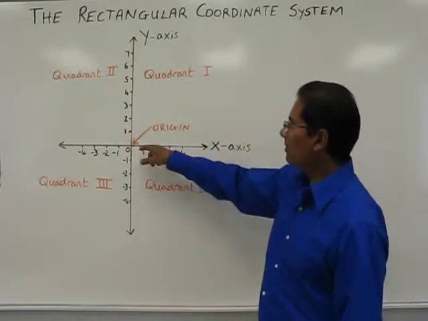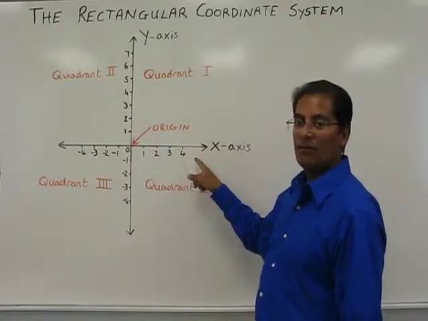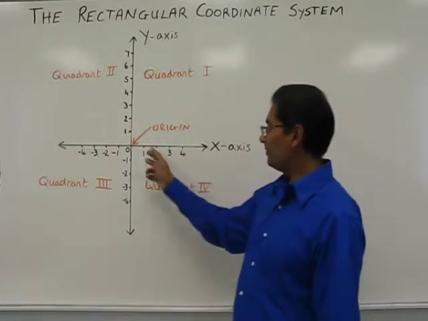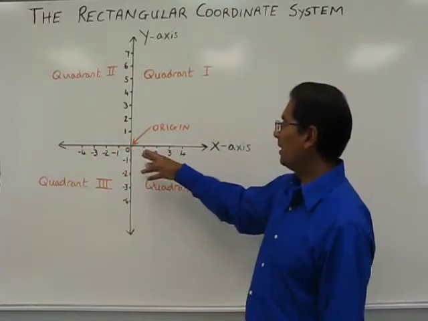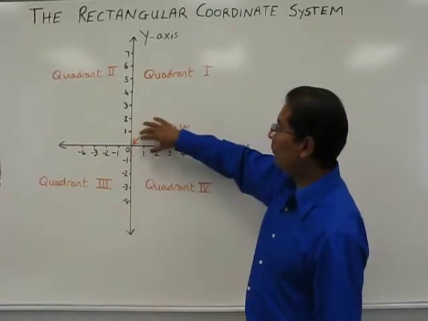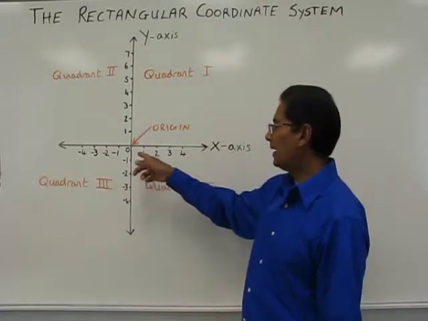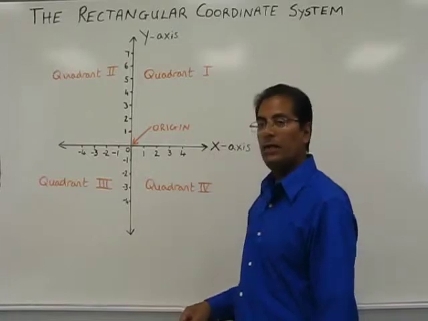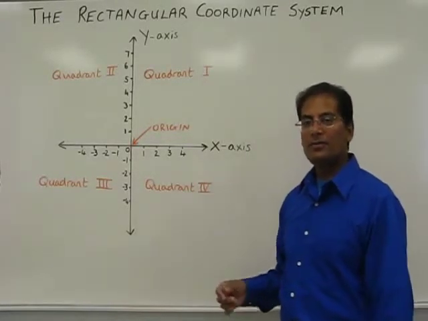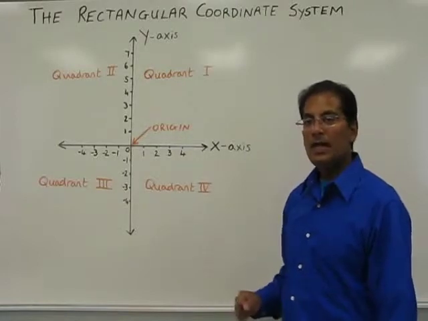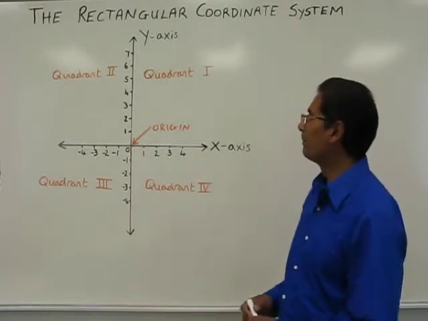As we come out from the origin to the right, on the x-axis we have positive numbers. From the left of the origin, as we go left, we have negative numbers along the x-axis. Along the y-axis, as we go up, we get positive numbers, and as we come down, we get negative numbers. So this creates a grid-like system where we can plot data and graph equations.